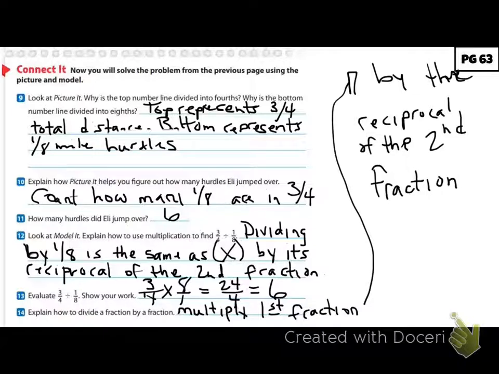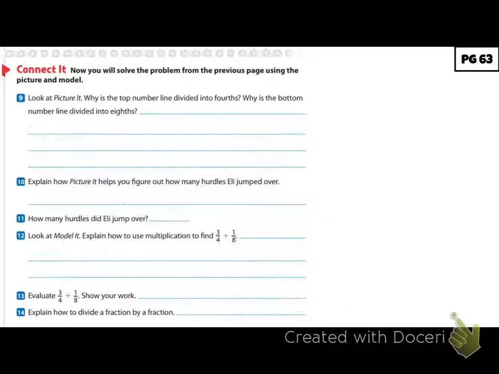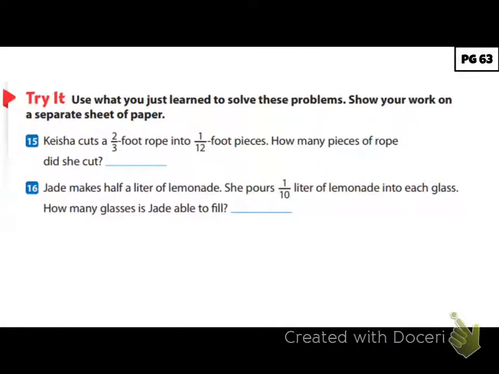Now you guys do try it, 15 and 16. Once again, you must try it before I will come help you. And if you have nothing on your page, I'm not going to help you. So don't erase your work. When I get there, I want to see what you've done. For 15, you need to get 8. And for 16, you need to get 5. If you have trouble with that, let me know.